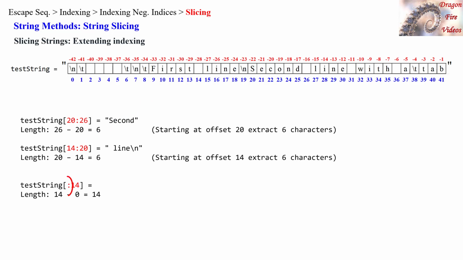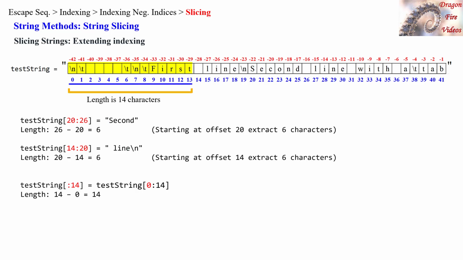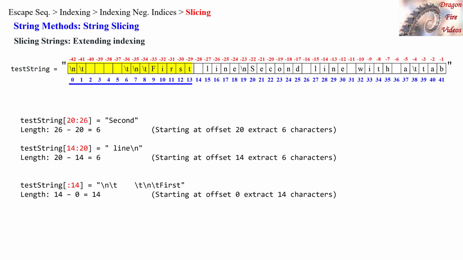If the first index, the start index, is missing, that means begin at 0. That's just a shorthand notation. If we do that, we look at the length, which would be 14 minus the implicit 0, which is 14 characters. So starting from the beginning of the string, which is offset 0, I will extract the next 14 consecutive characters. And if we do that, we see some initial white space of \n\t, followed by 4 spaces, \t\n, which is tab and new line, and another tab followed by the word first, as you see I'm indicating here.